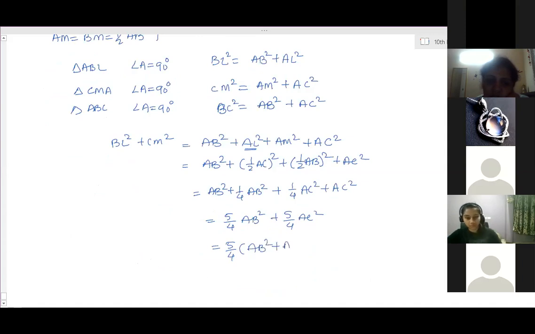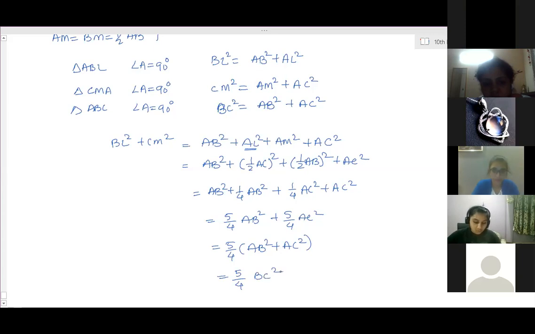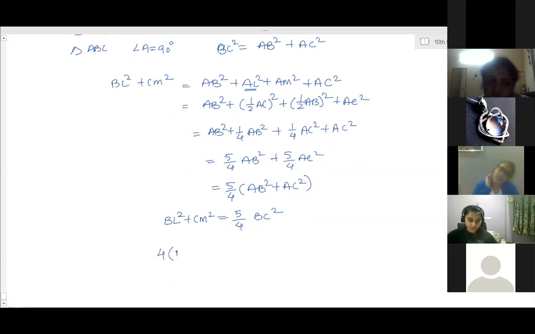AB square plus AC square. So what is the value of AB square plus AC square? BC square. That is equal to BL square plus CM square. So this 4 will be transferred on our LHS. So 4 into BL square plus CM square is equal to 5 BC square.